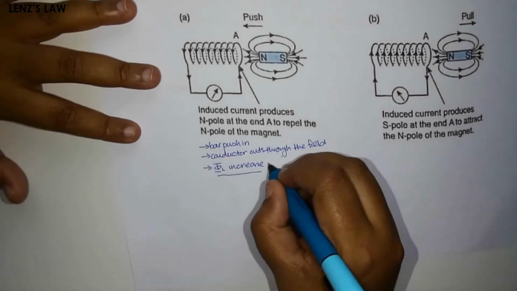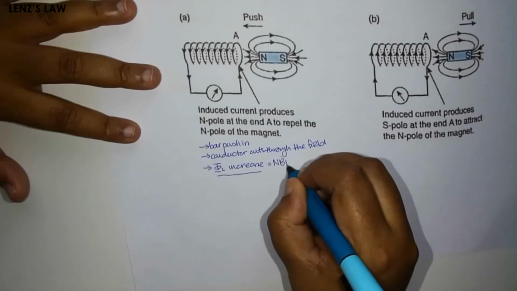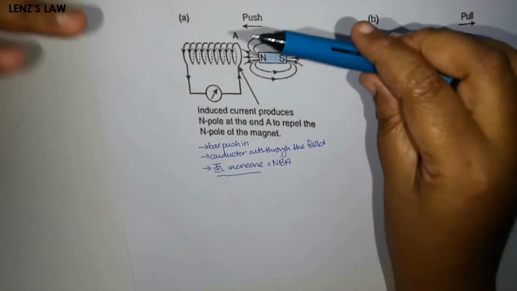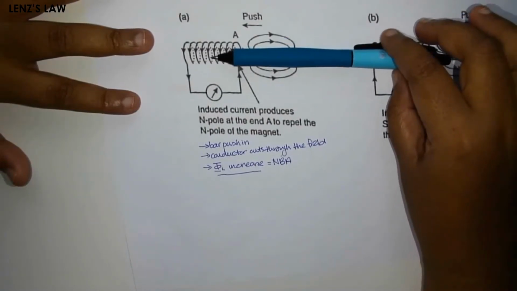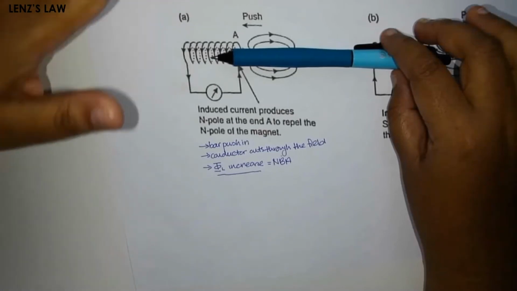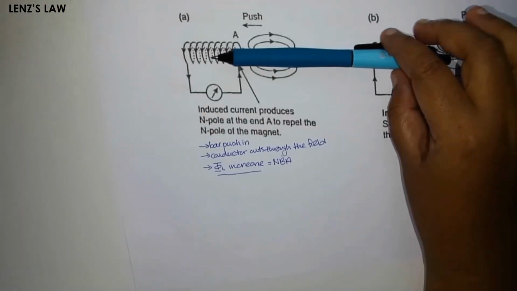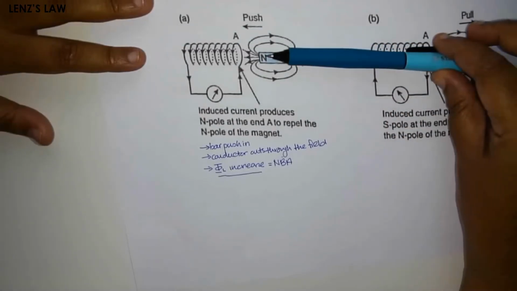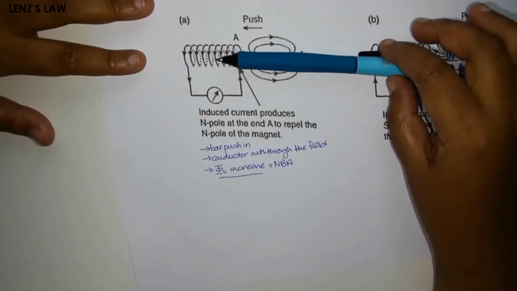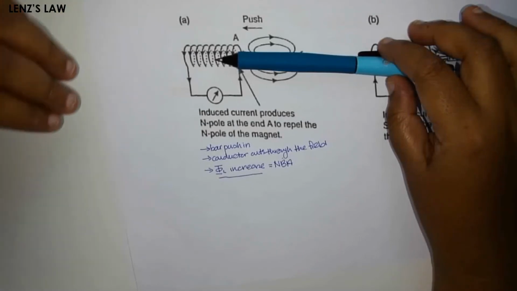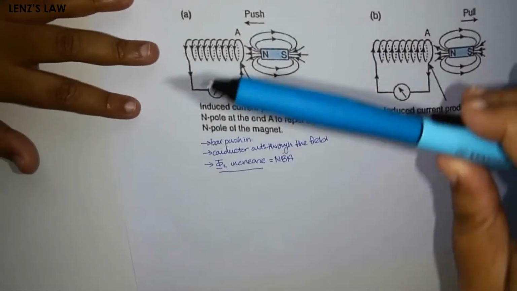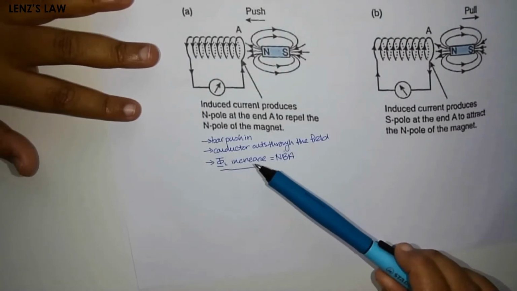We know magnetic flux linkage equals NBA. One way is that the magnetic flux linkage increases because as we push the bar into the solenoid, the number of coils that cut through the magnetic field increases. Or we can say that as we push the bar magnet in, the magnetic field increases, so the magnetic flux linkage increases.